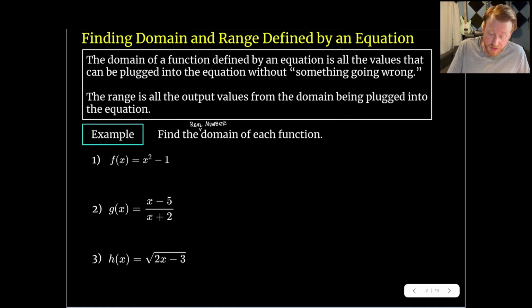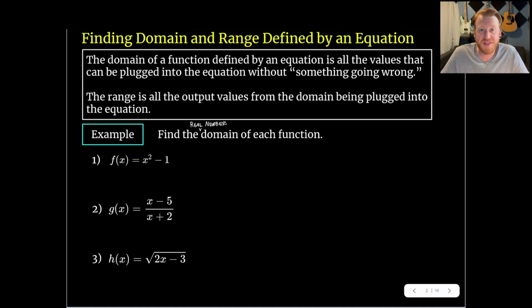So finding domain and range by an equation. The domain of a function defined by an equation is all of the values that can be plugged into the equation without, quote unquote, something going wrong. It's an informal way to think about it, and maybe a backwards way, because really we're trying to find all the values that we are allowed to plug in. But often that's an infinite number of values, and it's very hard to write down an infinite number of values.